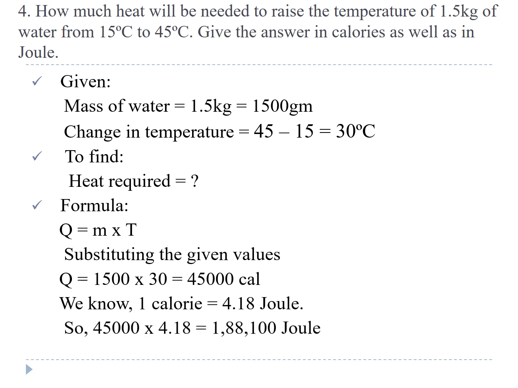So 45,000 into 4.18, 1,88,100 joule is the answer. So when you are giving the answer, you have to say that the heat that is needed in calorie is 45,000 and the heat in joule is 1,88,100. Okay, I hope this is clear.